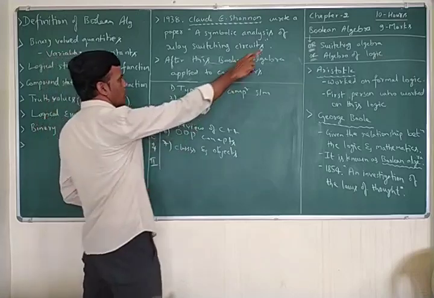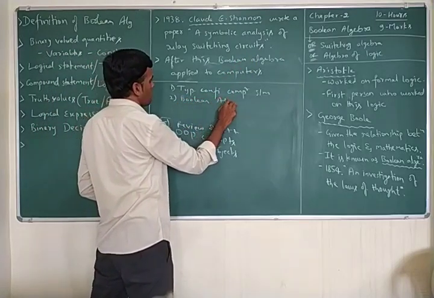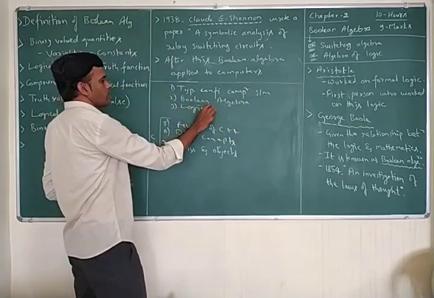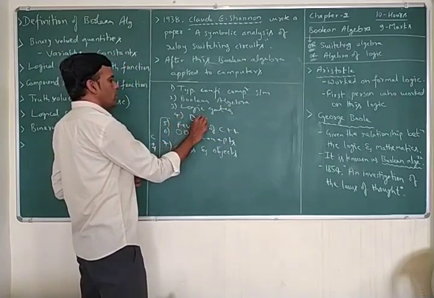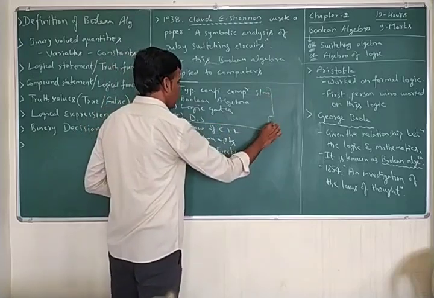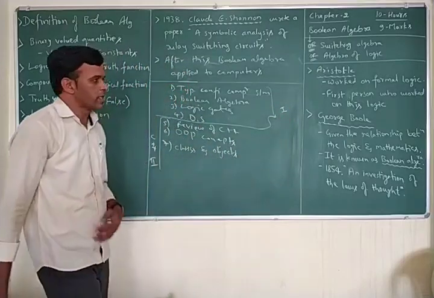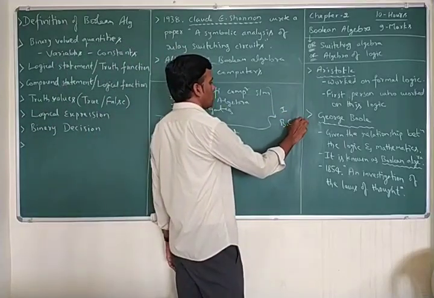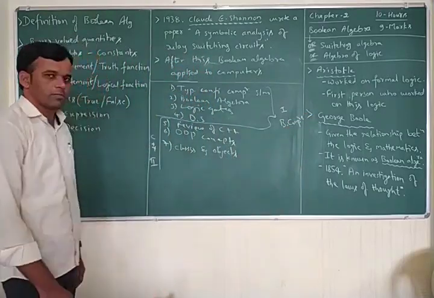Now the second chapter is Boolean algebra. Third one is logic gates. Fourth one is data structure. So these four chapters come under the first unit, which is the backdrop of computers. There are around 4 chapters.